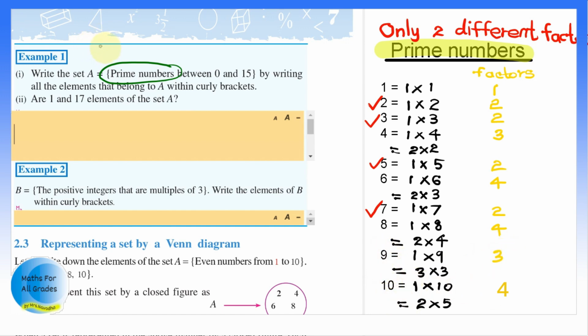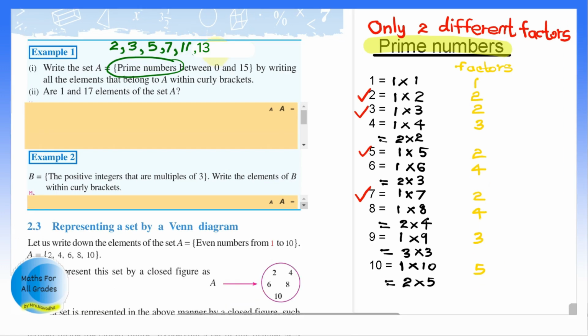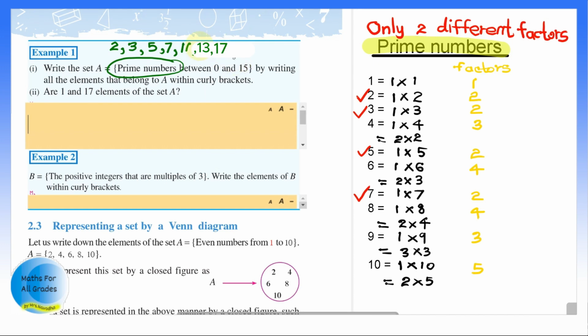Now, reminding what the prime numbers up to 20 are. Yes, starting with 2. 2, 3, 5, 7, 11. After that, 13. Very good. And the number after that? Yes, 17. So how are we going to identify prime numbers? It has only 2 factors, 1 and the number itself.